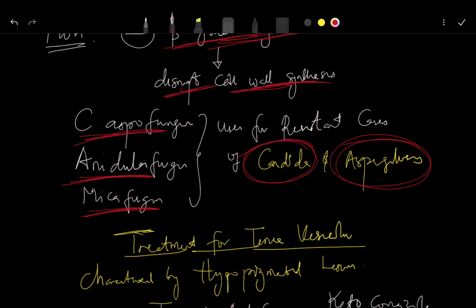We said the drug of choice for candida was fluconazole, and the drug of choice for aspergillosis was voriconazole. In those cases where you notice that those azoles are not working for either candida or aspergillosis, then you can deploy your echinocandins: caspofungin, anidulafungin, micafungin. They are all used for resistant cases. You can see the C starting caspofungin stands for candida, and the asp in caspofungin stands for aspergillosis, just to remember it.